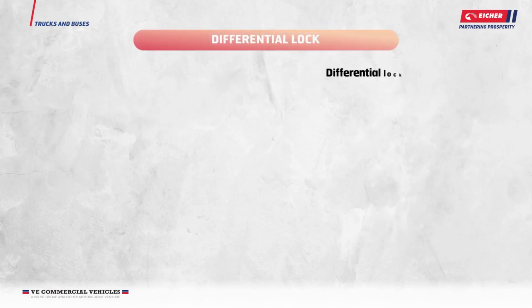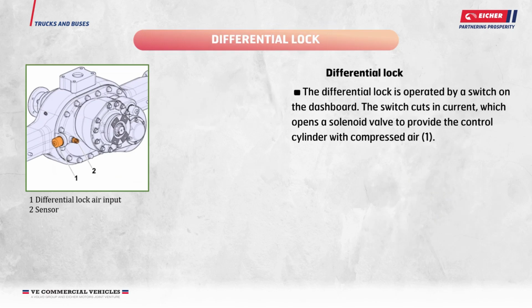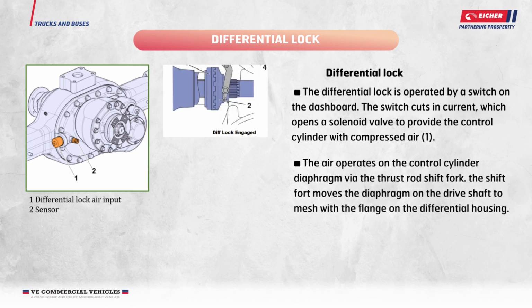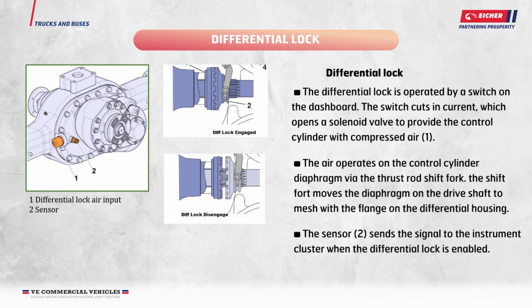Differential lock. The differential lock is operated by a switch on the dashboard. The switch cuts the current, which opens a solenoid valve to provide the control cylinder with compressed air. The air operates on the control cylinder diaphragm via the thrust rod shift fork. The shift fork moves the diaphragm on the drive shaft to mesh with the flange on the differential housing. The sensor sends the signal to the instrument cluster when the differential lock is enabled.